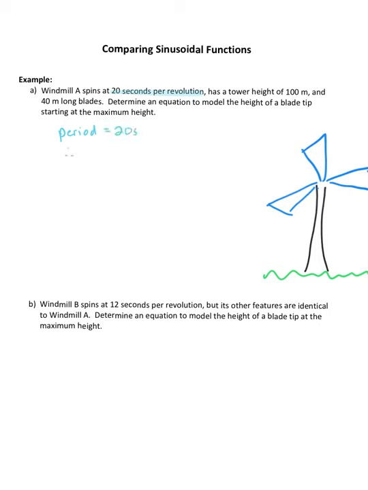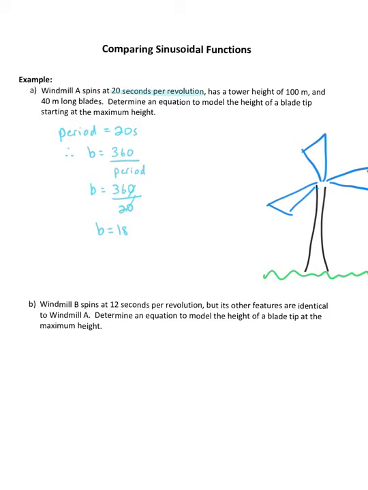So once we know the period, we can easily find the B value of the equation. Remember the formula, B equals 360 divided by the period. So 360 divided by 20. So B is 18. This actually means that the windmill rotates 18 times in 360 seconds.